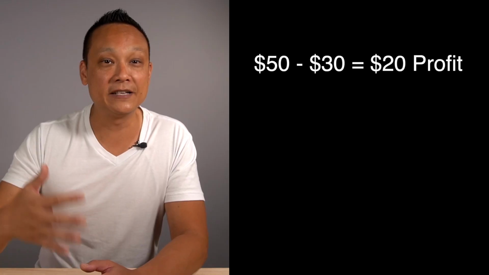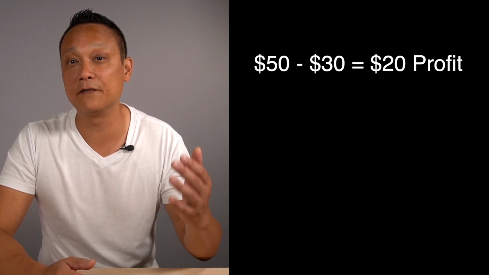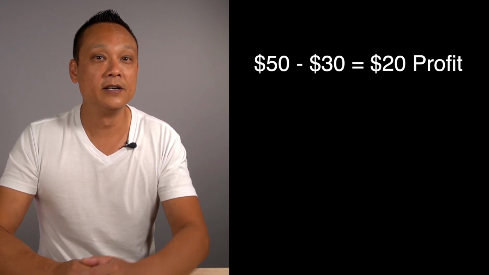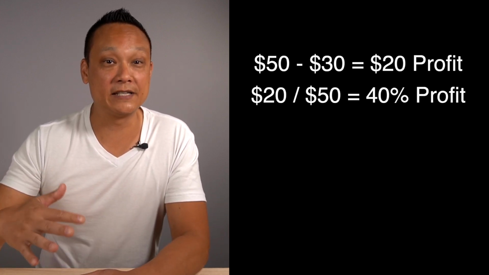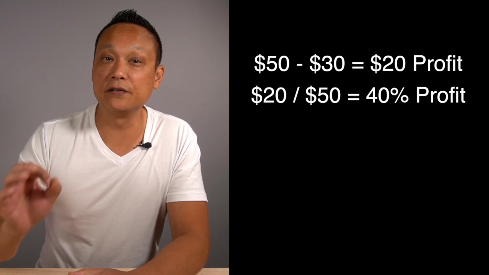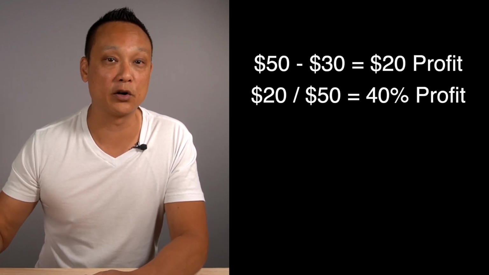And why is this figure important? Because if the ACoS is greater than your profit margin, then you're actually losing money with every sale that you make. So for example, let's say you're selling a product for $50 and your total costs of the product is $30, giving you a profit margin of $20 per unit, or expressed as a percentage, $20 divided by the $50 sale price equals 40% profit margin.